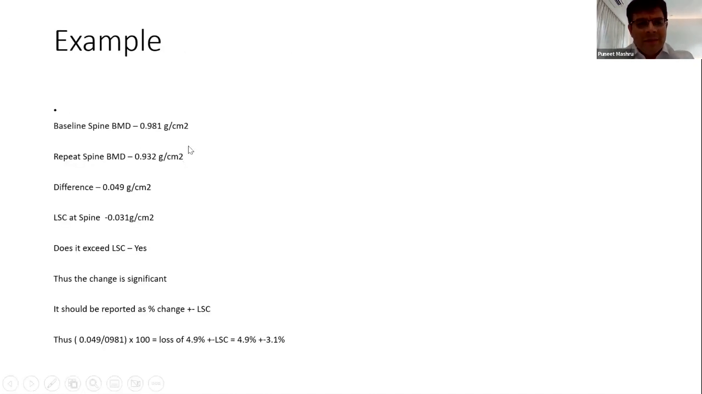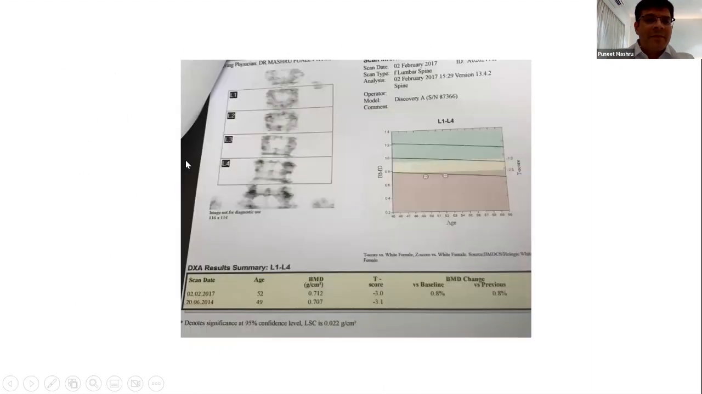So let me give an example. Baseline spine BMD is 0.981. A repeat spine BMD is 0.932, and the difference between both of them is 0.049. The error value, or the least significant change, of that machine is 0.031. So the difference is exceeding, it is beyond that error value. So the change is significant.